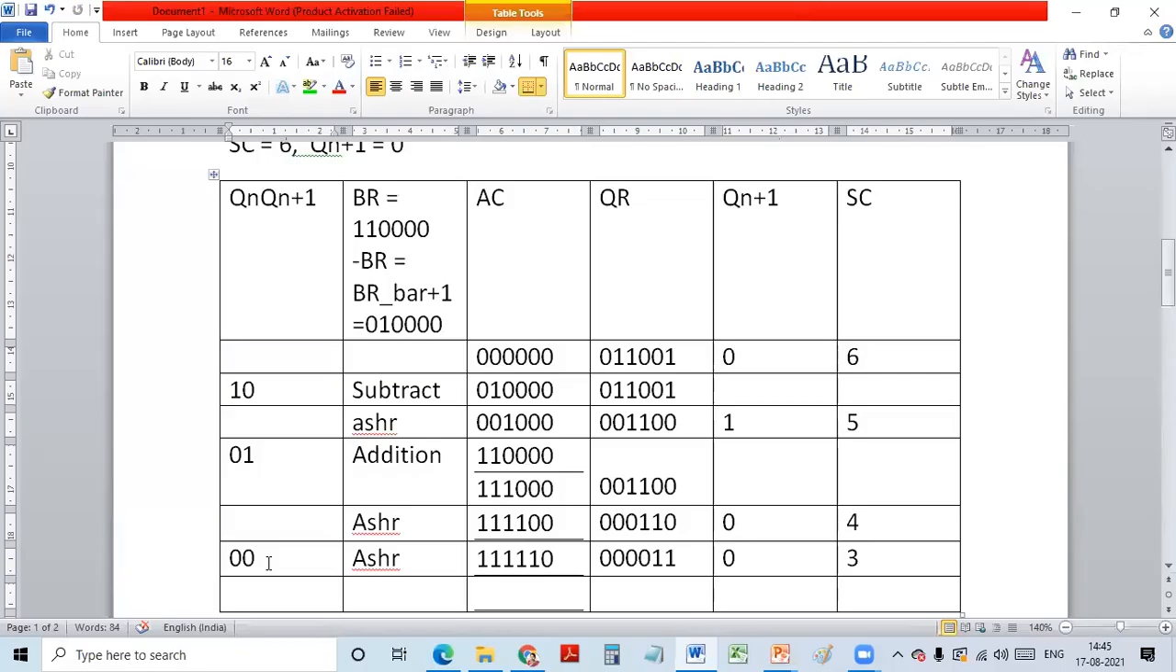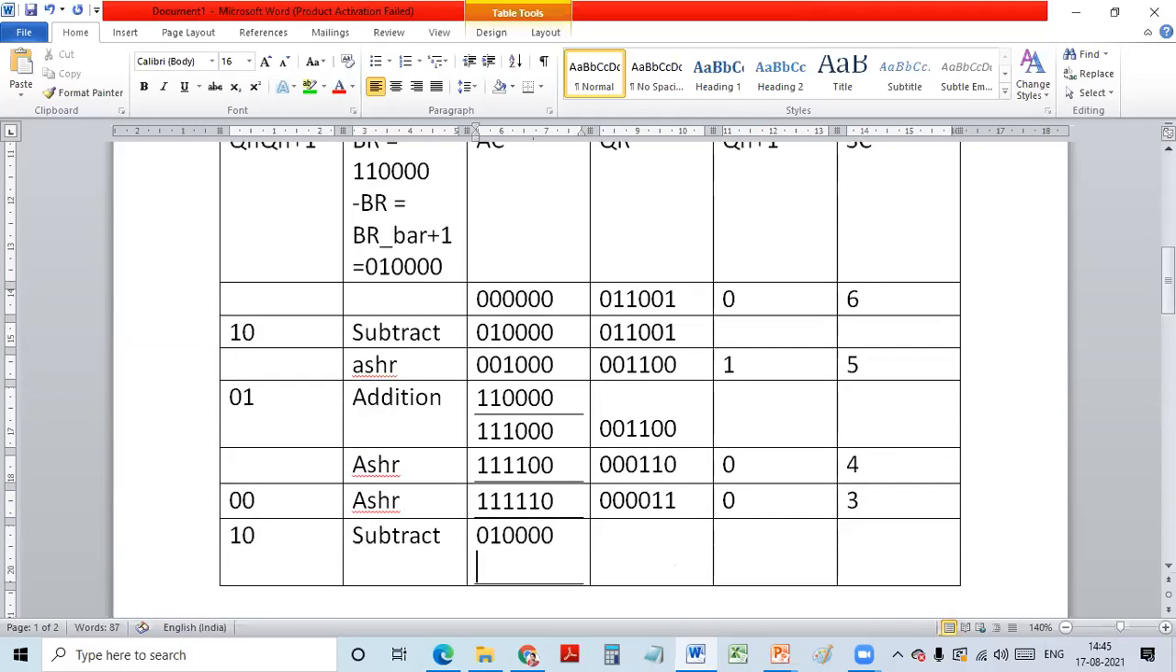What is Qn now? 1. Qn plus 1? 0. The operation is subtract. So you have to add minus BR, which is nothing but 0, 1, 0, 0, 0, 0. After adding, how much is this? 1 carry, 0, 0, 1, 1, 1, 0. The 1 is a carry, that is an extra bit. For 2's complement addition, anyway, we will neglect it.